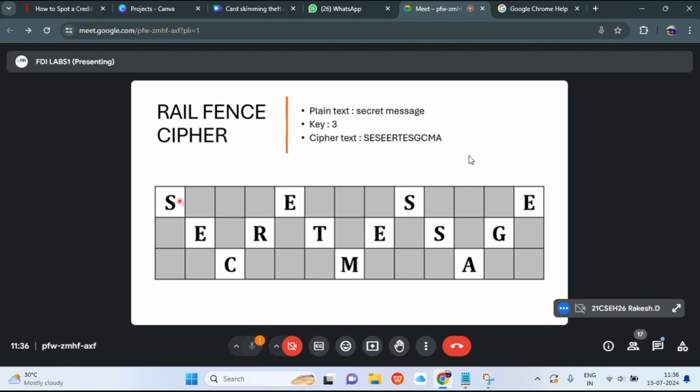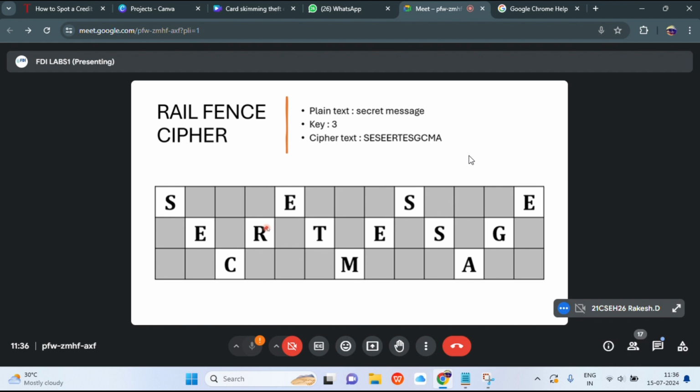The number of columns should be similar to the number of letters in the plain text. So we are making 13 columns, and what is our key? It is 3, so we should make 3 rows. We made this box using 13 columns and 3 rows. Now the box is ready. How should we place the plain text? We should do it in a diagonal manner.